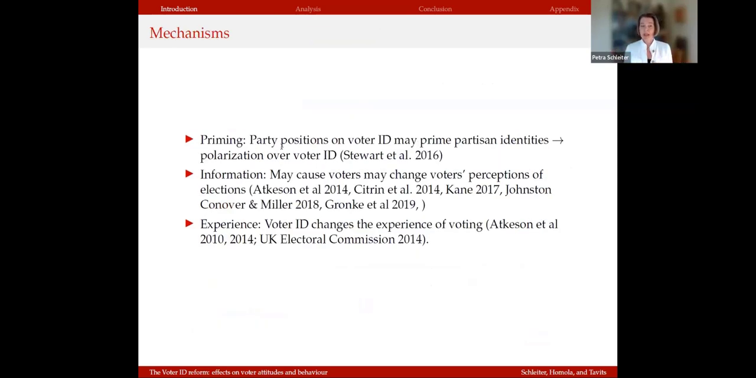So then, thinking about what mechanisms may be at play here, it could be that voters respond to the introduction of ID for various different reasons. One reason may be priming. It may be that they identify with certain parties and these parties take positions on voter ID, which primes partisan identities and may then polarize voters in their perception about voter ID. Or it may be simply that there are information effects. As Phil mentioned, the Electoral Commission has run an information campaign to simply inform voters that ID is coming, and that may change their perceptions of elections. Or it may be experiential effects that are at play here. As voters actually go to the polls and experience the change, that may change their perception of elections and also their behavior. I'll come back to these mechanisms as we look at the effects.